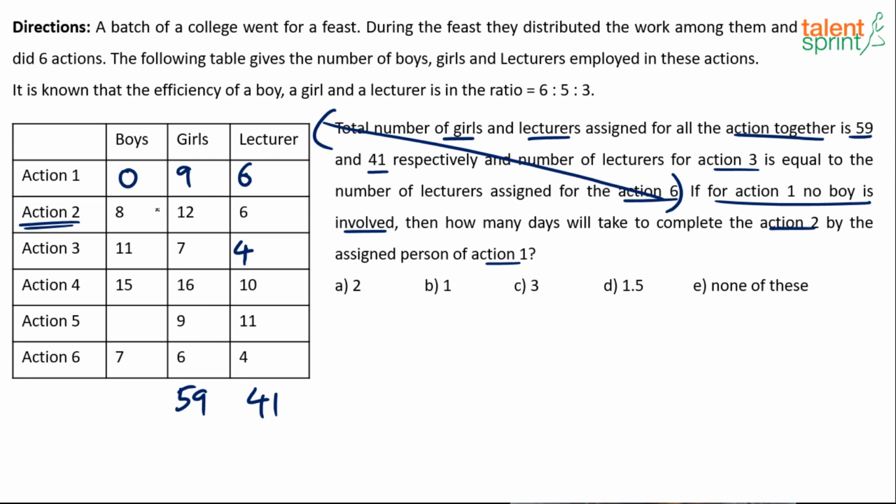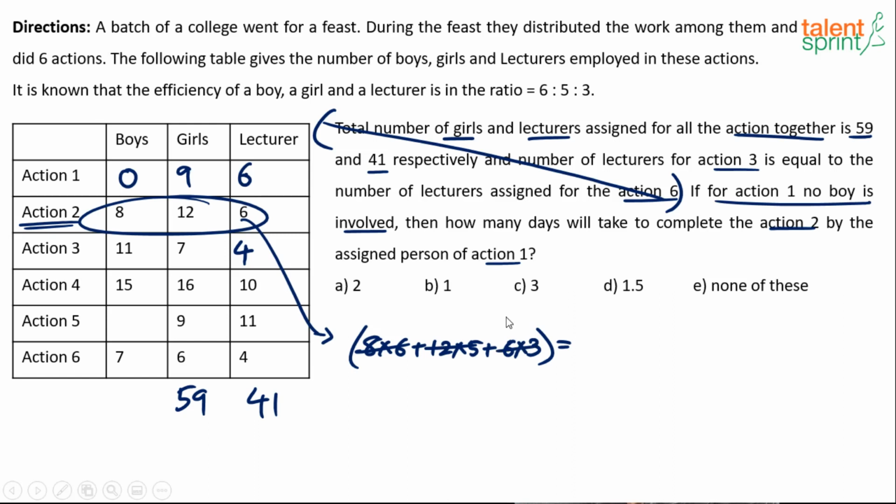First of all, what's the total capacity? What is the total work that is being done by this action 2 group? See, 8 boys into 6 units per day, plus 12 girls into 5 units per day, plus 6 lecturers into 3 units per day. Yes or no? This is the total work done by this group, action 2. How much is that? This is equal to 48 plus this is 60 plus this is 18. How much is that? 126 units per day, right?